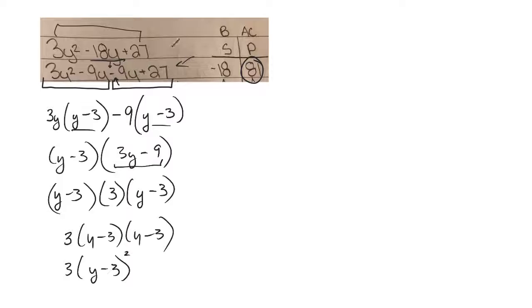Now another thing I could have done right off the bat, if you can do a common factor with this one at the end, you probably could have factored out something right off the bat. So I'm going to try that. With this first one, I'm going to factor a 3 out, leaving me with y squared minus 6y plus 9.